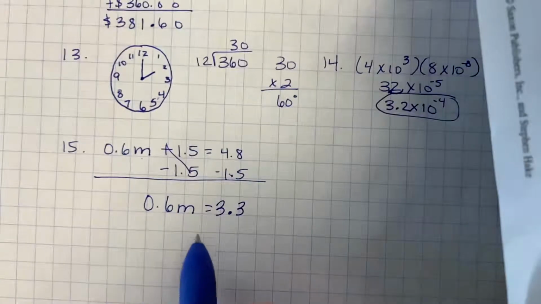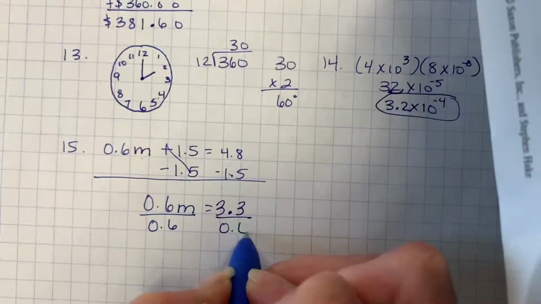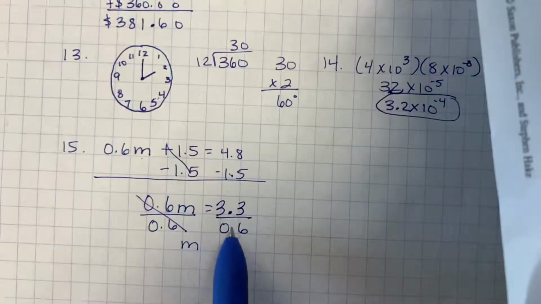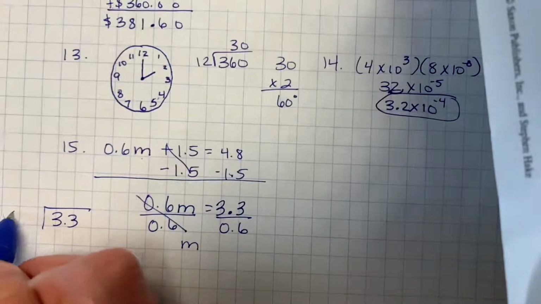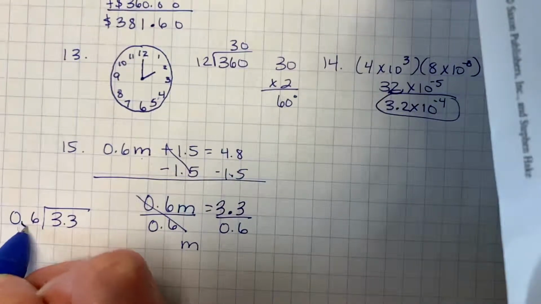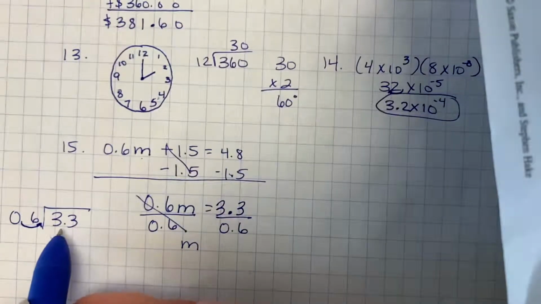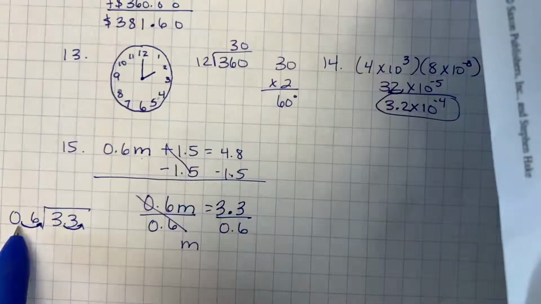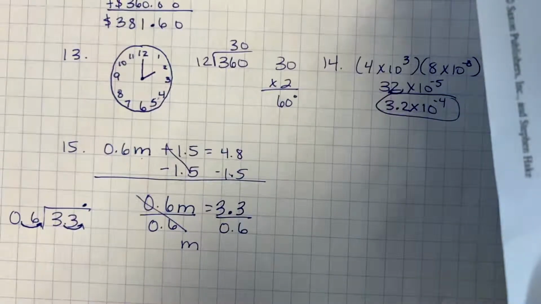0.6 times m, so we're going to divide by 0.6 on both sides of the equation. These cross out, and I'm left with just m. Now I have to perform this calculation, so 3.3 divided by 0.6. Remember, when we divide by a number that has a decimal in the divisor, we have to move the decimal all the way to the end. And if we do it on the outside, we have to do it on the inside. So we're going to bring that decimal straight up there.